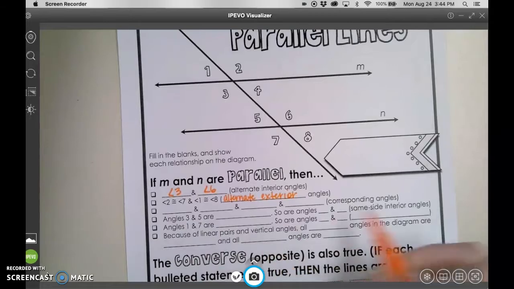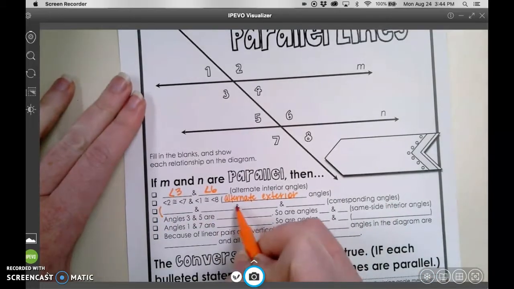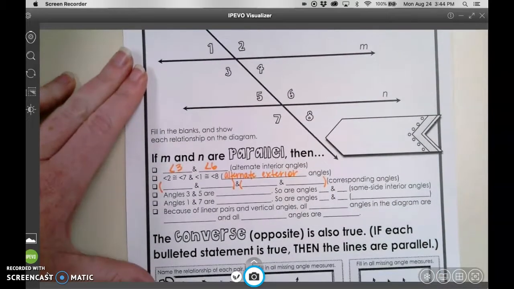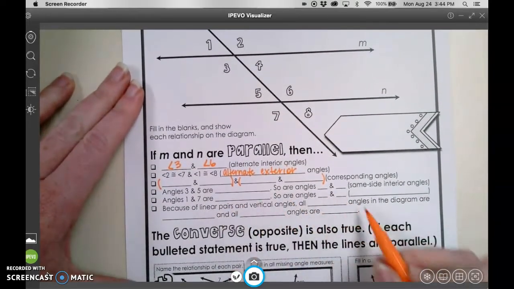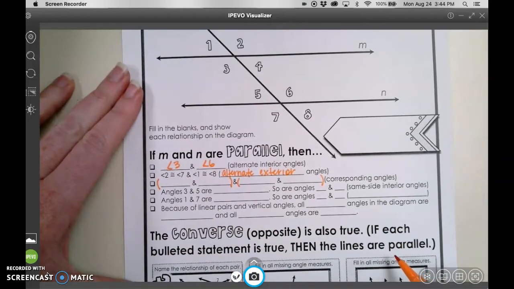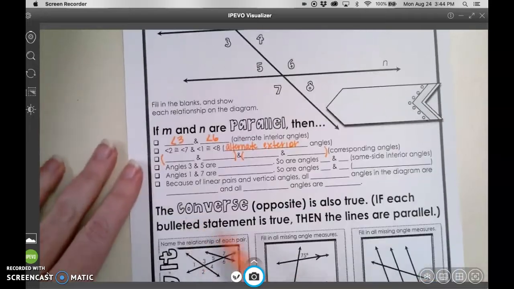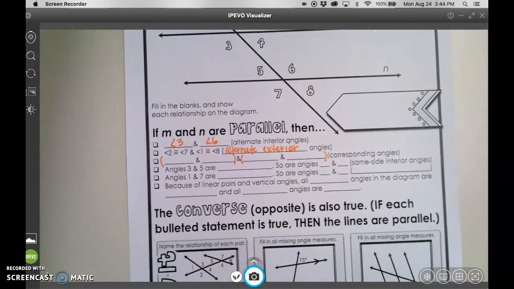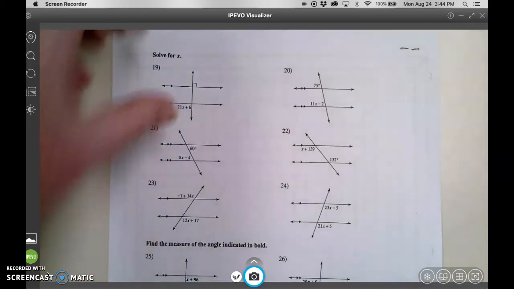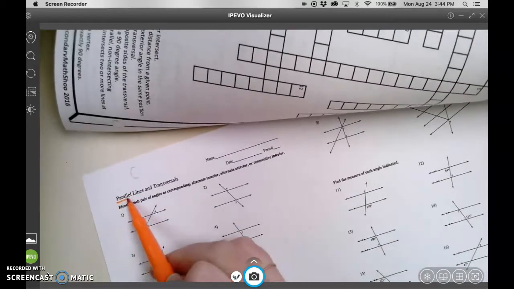Then we have corresponding angles, and you're going to have 2 pairs of those. You can pick any 2 pairs that you like as long as they are in fact corresponding. And I think you kind of get the idea. You're just going to go through here and fill in with accurate sets of angles and accurate names. We're going to skip the converse. That's going to be a topic for a later day. But I do want us to go ahead and flip to the very back page of the packet.